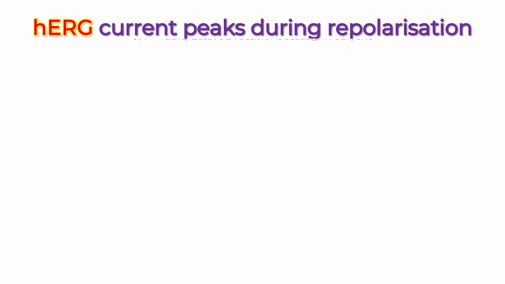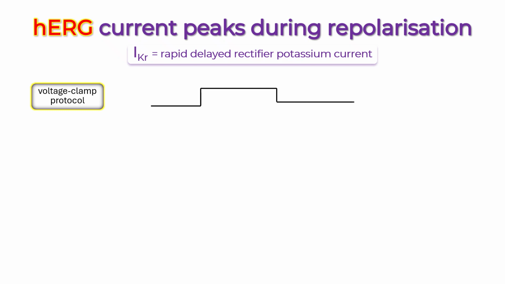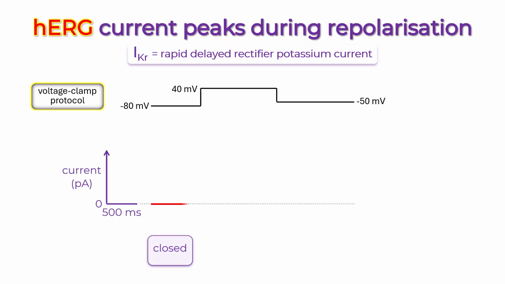hERG channels carry IKr, the rapid delayed rectifier potassium current in cardiac cells. A voltage clamp experiment makes their behaviour easier to see. The membrane begins near rest at -80 millivolts. It is stepped to +40 millivolts near the peak of an action potential and then repolarises to -50 millivolts. At rest, the channels are closed and the recorded current is 0. Depolarisation starts activation and the current increases.